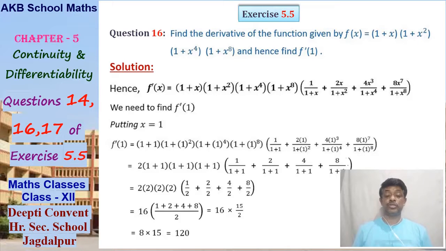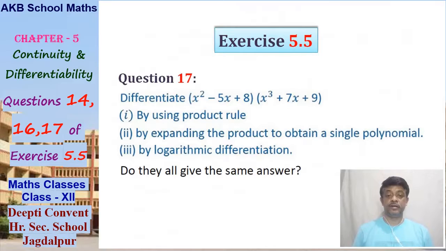Now take question 17 of exercise 5.5. Differentiate the product of these two expressions by using the product rule, by expanding this as a single polynomial, and also by logarithmic differentiation. We can differentiate in 3 ways. Do they all give the same answer? We have to check. Clear?